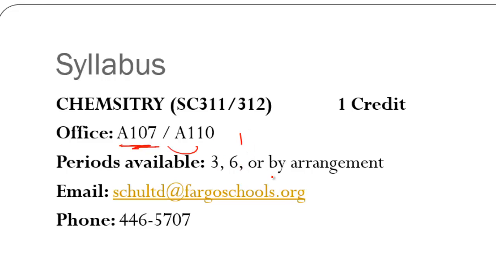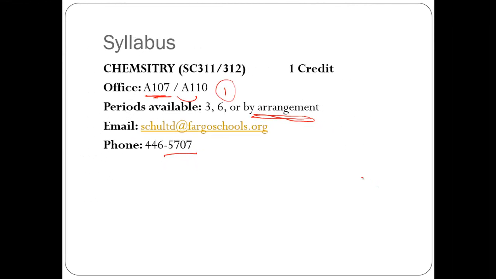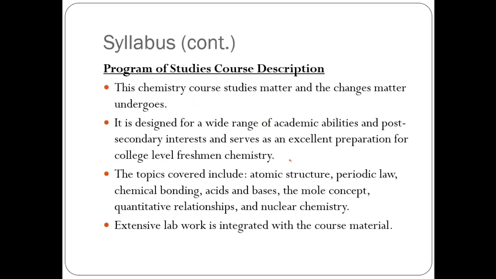Period 3, 6, and after school. Period 1 and after school, if you make an arrangement, I can make sure I'm there, so just don't hesitate to let me know if you need to. My email is schultd@fargoschools.org, and my phone number is 446-5707. Most of you should contact me via email if you need to.